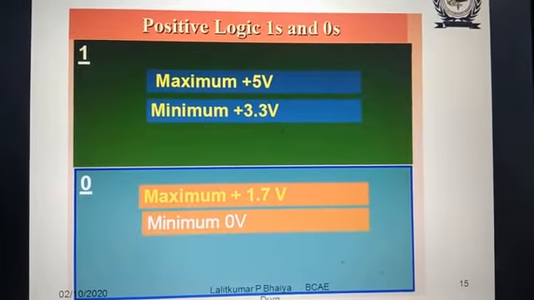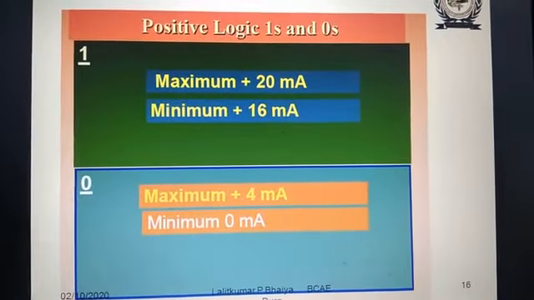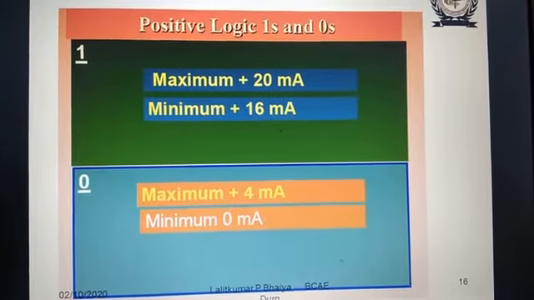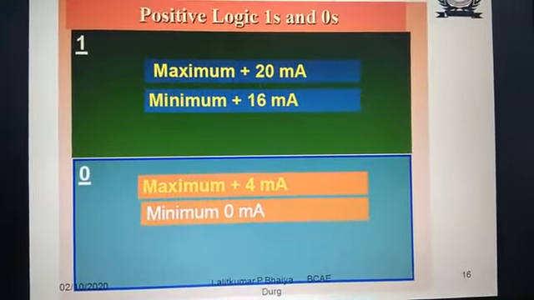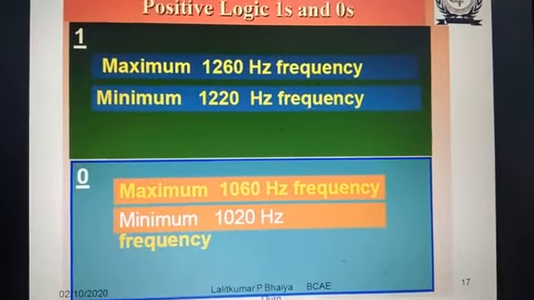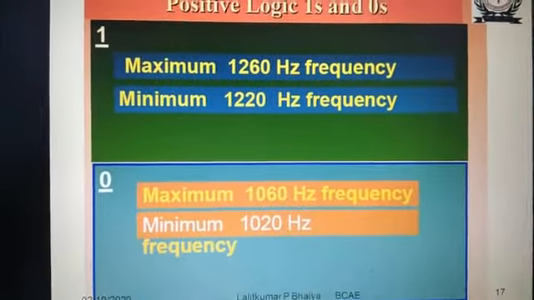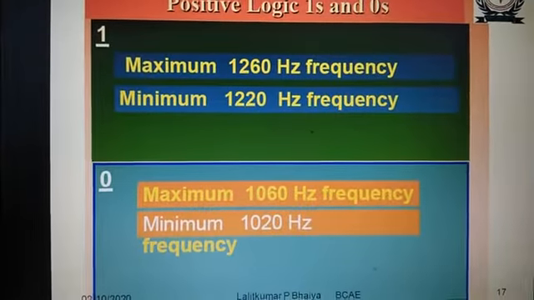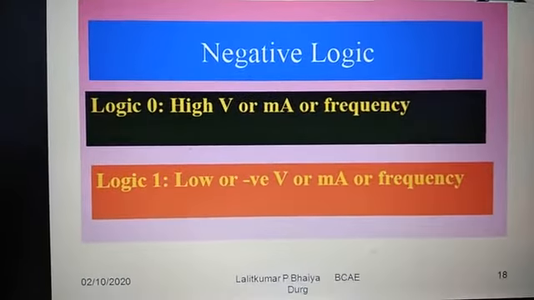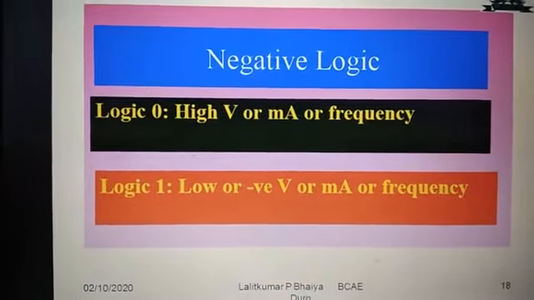different values we can set, and this is the positive logic in terms of current for 1 and current for 0, and this is in terms of frequency, positive logic in terms of frequency for 1 and frequency for 0. This is defined. Negative logic is just opposite.